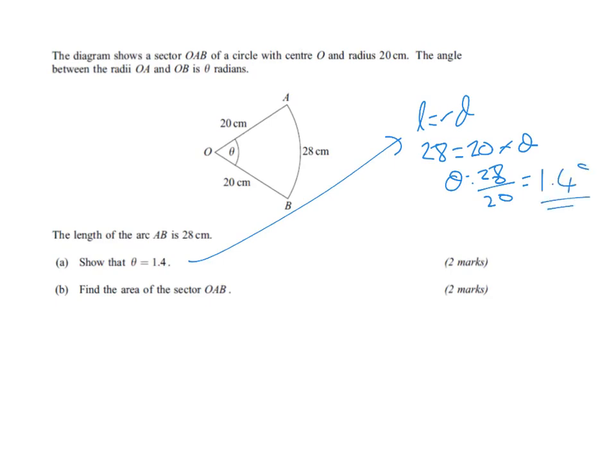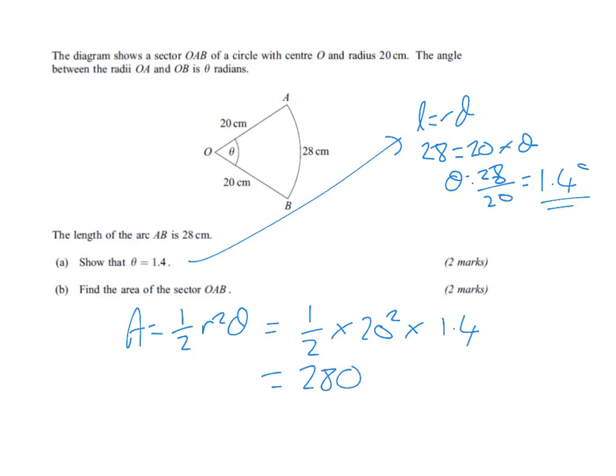What's the area of the sector? So the area is half r squared theta. Just show your working clearly to the examiner. 20 squared times 1.4, and you should get 280 centimeters squared in your calculator. There you go.